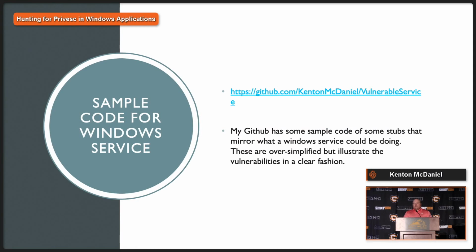Out on my GitHub, github.com/kentonmcdaniel, there's a vulnerable service repo, and inside of that repo, I've just got some code snippets that are very contrived, but they are showing examples of privilege escalations that I've found a lot.